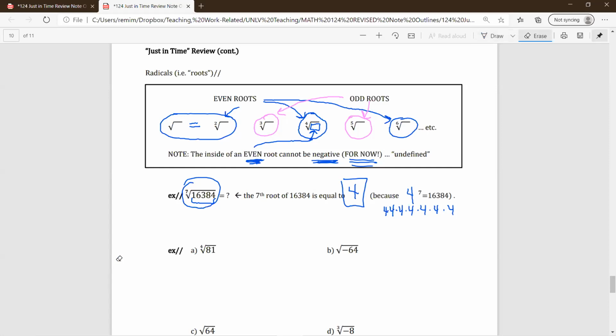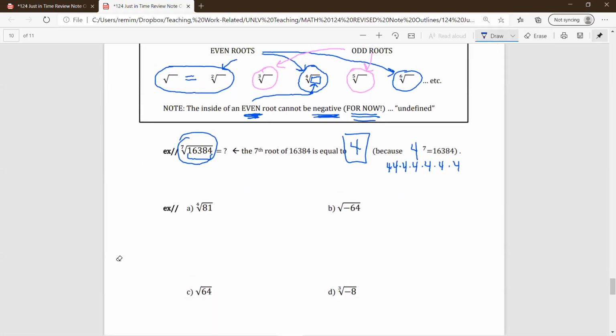Okay, so let's do some more examples. The 4th root of 81, what is that? So again, that's just asking you, think of a number that when you multiply it to itself 4 times, you get the number 81. So that's going to be the number 3, because 3 to the 4th equals 81.